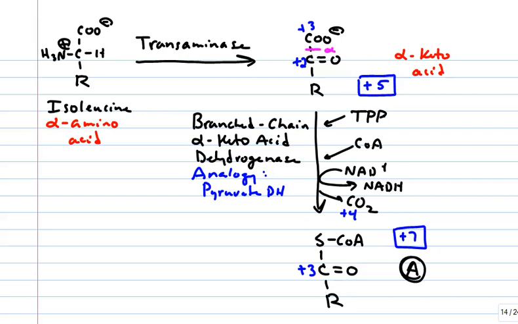Something else that I want to add to this. Branched chain alpha keto acid dehydrogenase is an enzyme that can be mutated. It has a variety of mutations.